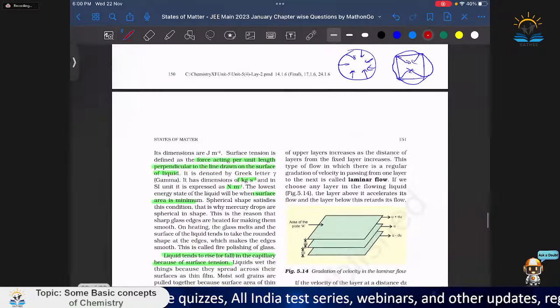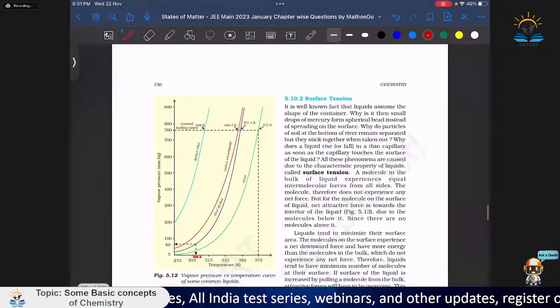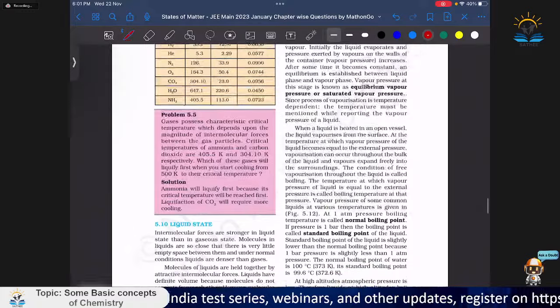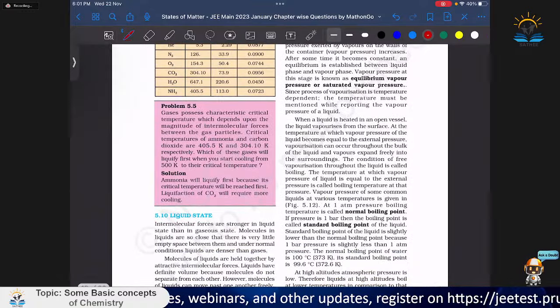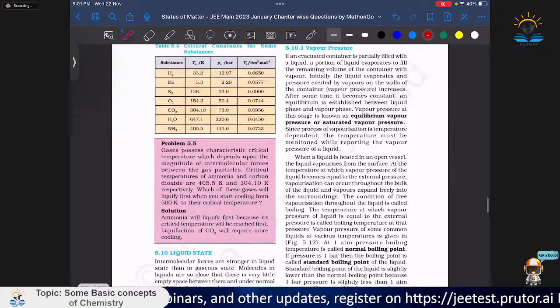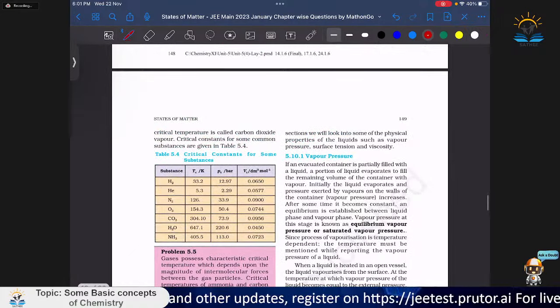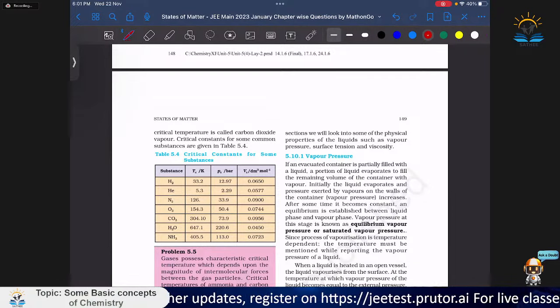When you move on to surface tension, I explained what surface tension is, and vapor pressure. These are all properties of the liquid state. This will be taught very well in the chapter liquid state in class 12th. Solid state has not been covered here, but although I gave you some questions, I gave you a little bit of a hint on solid state.